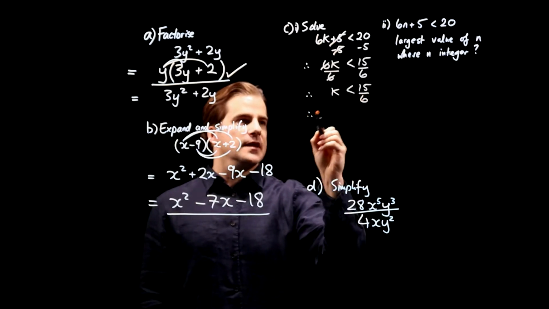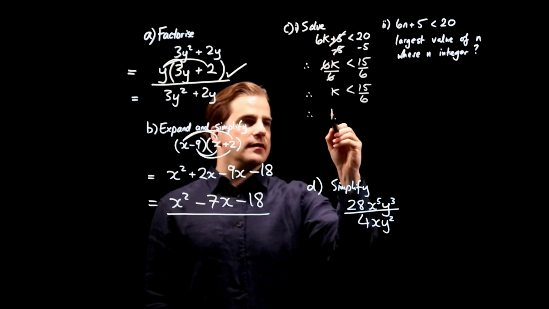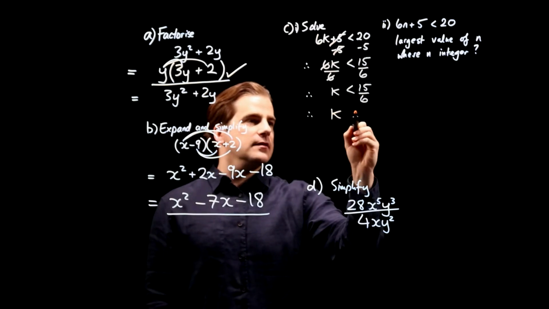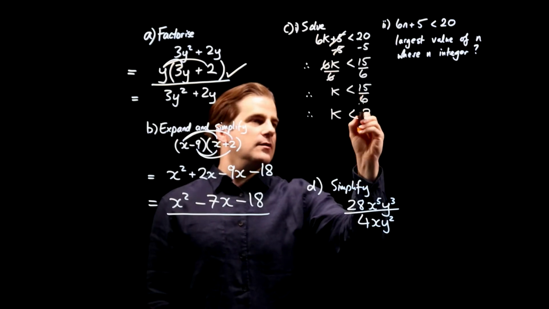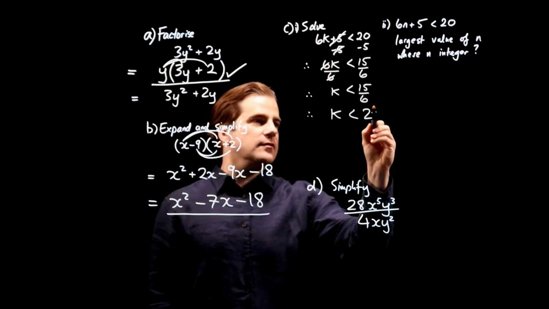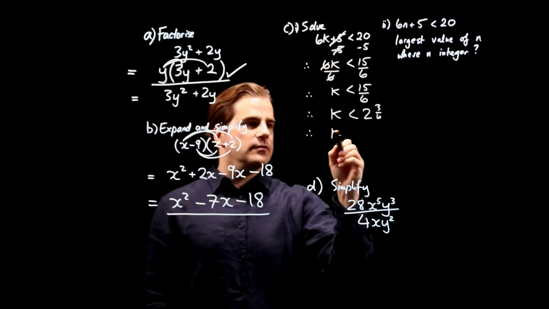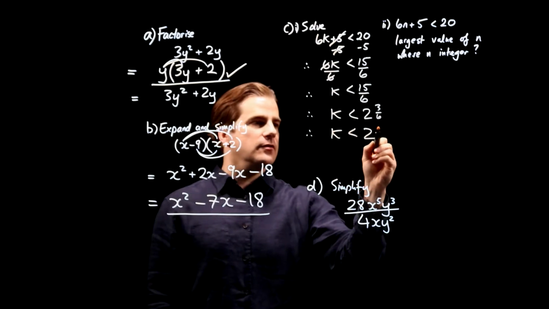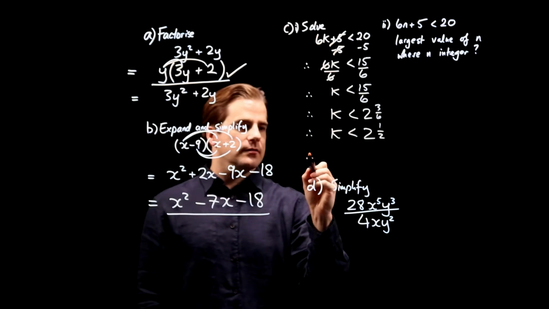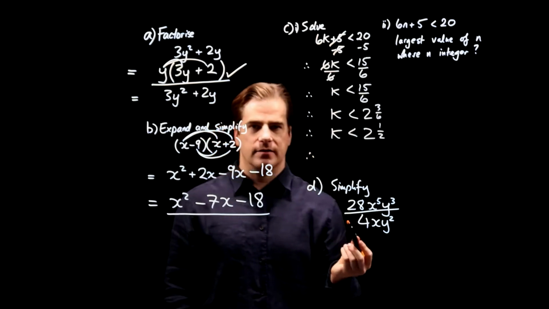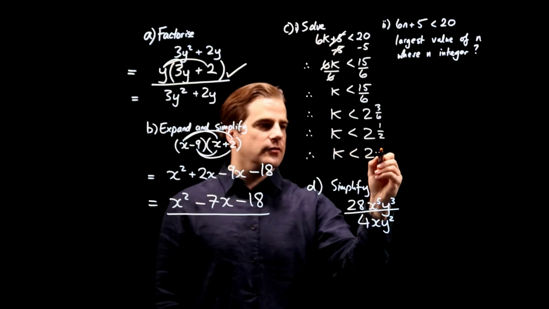Now, this is inequalities, so we can write it as k is less than 6 goes into 15 twice with 3 remaining, so 2 and 3/6. So k is less than 2 and a half. But being inequalities, it's probably better to write it as a decimal. So k is less than 2.5.